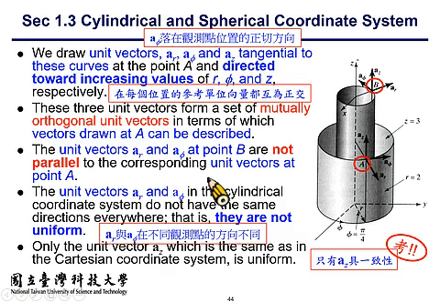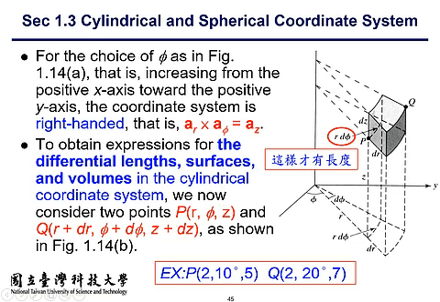Nevertheless, the so-called mutually orthogonal unit vectors, or the perpendicularity between the reference directions, still holds for any point in this three-dimensional space defined in the cylindrical coordinate system. That is, a_r cross a_phi will end up with a_z. a_phi cross a_z will become a_r. Okay? What next? So a_r cross a_phi is a_z, a_phi cross a_z is a_r, and a_z cross a_r is a_phi. And a_z cross a_phi is minus a_r, okay?